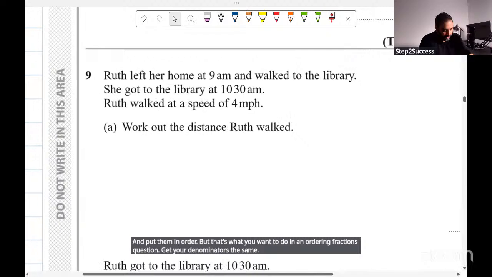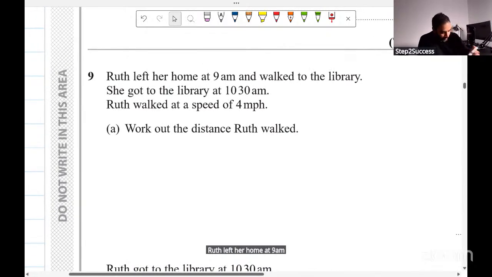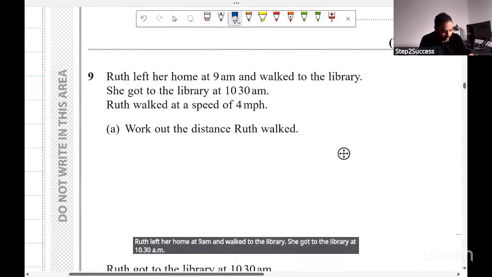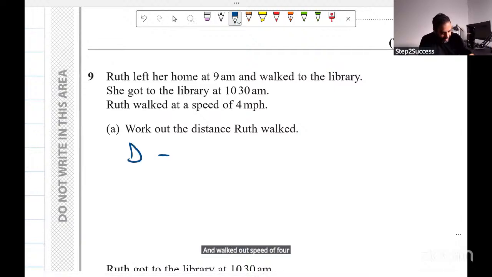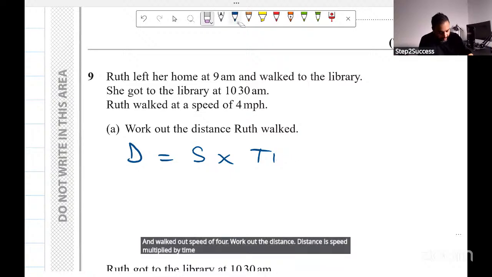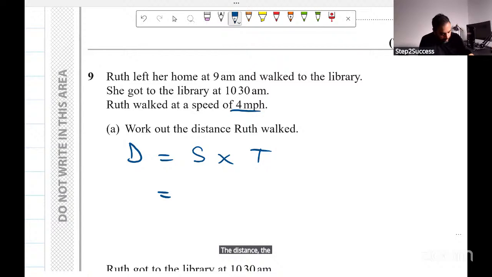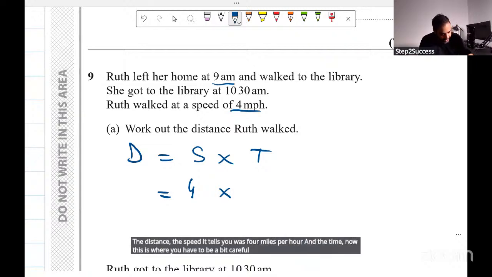Ruth left her home at 9 a.m. and walked to the library. She got to the library at 10:30 a.m. and walked at a speed of 4. Work out the distance. Distance is speed multiplied by time. That is your formula. The speed, it tells you, was 4 miles per hour. And the time, now this is where you have to be a bit careful, is between 9 and 10:30. That is 1.5 hours, or you can write it as 1 and a half as a mixed fraction.